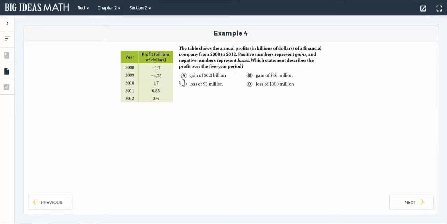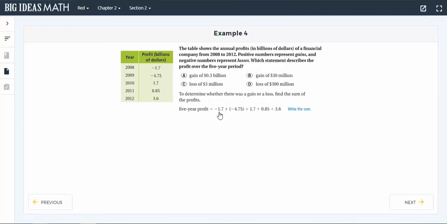So basically we have 5 numbers here, and we want to know what it was overall, which means we have to add them all together, and then we have to decide if it's negative or positive. If the answer is negative, we'll have had C or D as a loss. If it is positive, we'll have had a gain of either A or B. So to determine whether there was a gain or loss, we have to add them all up or find the sum. Sum is the answer to an addition problem.